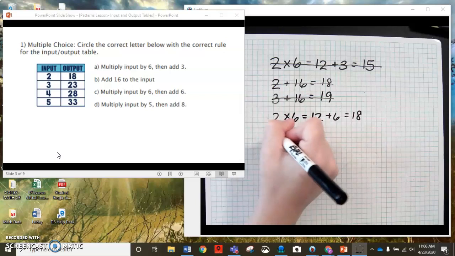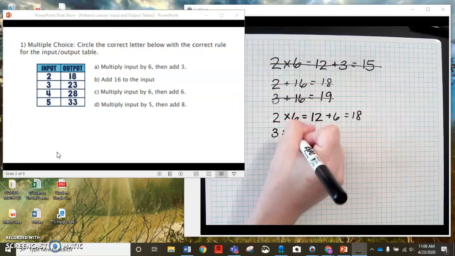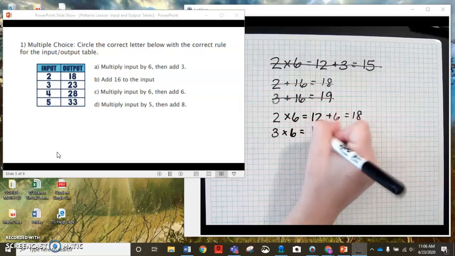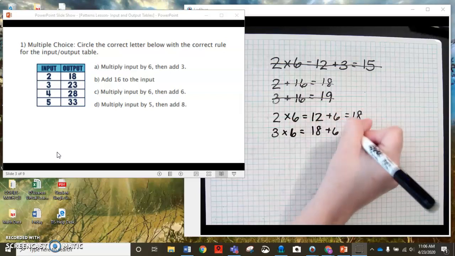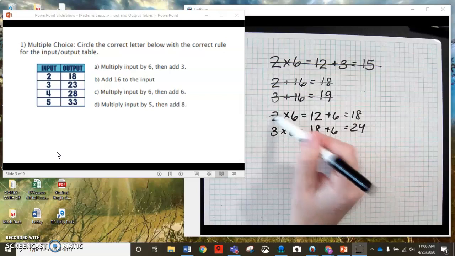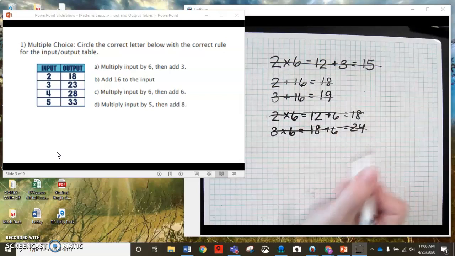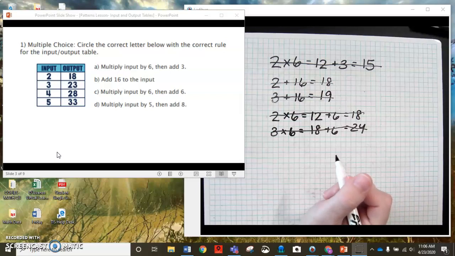Let's try it with 3. 3 times 6 is 18, plus 6 is 24. So that cannot be the correct rule either. So we're going to cross those out. So it's going to have to be D, hopefully. Let's make sure we get this correct.